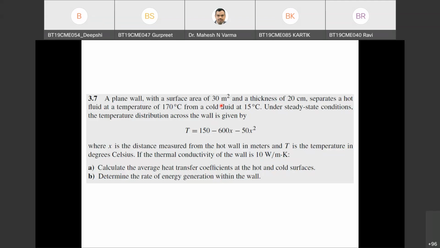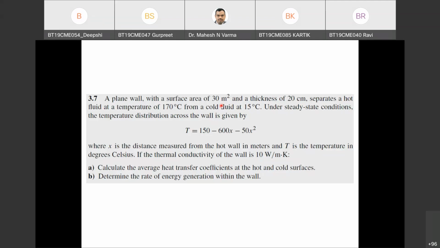Take down all the data in a standard nomenclature, like area, capital A, thickness. Here thickness is given, but as per our nomenclature, you can write it as L, because length is what we generally use, or you can use thickness also. But remember, thickness into width is the area.